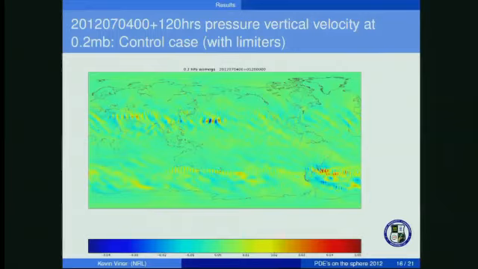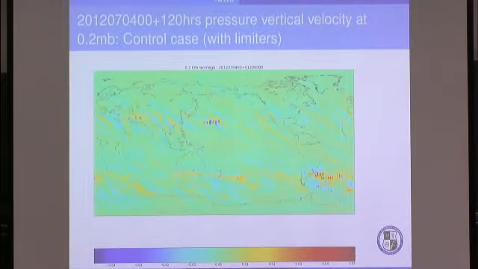This is a 5-day forecast. Here I'm showing you the omega, pressure vertical velocity, at 0.2 millibars. I went that high because that's where it was clearest, but you can see it lower as well. This is the control case with the decentering and with limiters. It's not supposed to look like this. Clearly you get all this numerical noise, just like we saw in the previous test. The model doesn't crash, I cycled it for 7 weeks and I'm running along the forecast, but the limiters don't fix the problem. They just stop the crash.